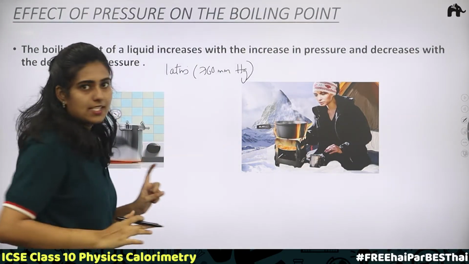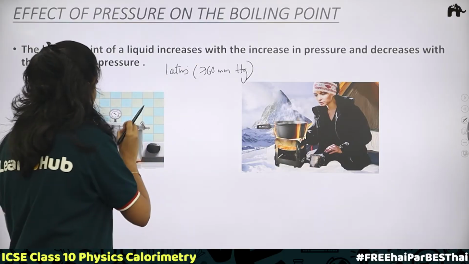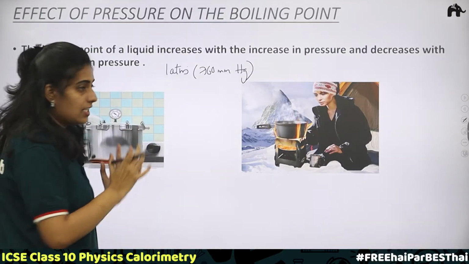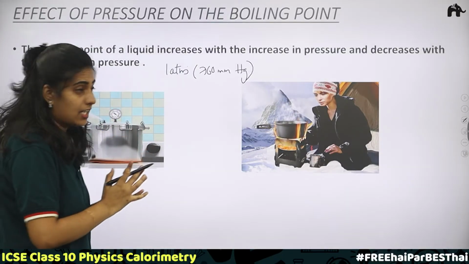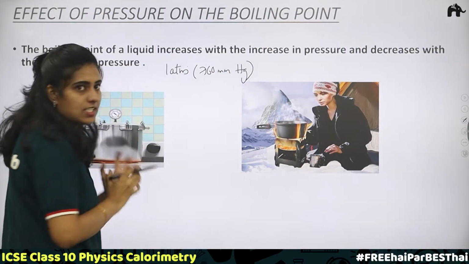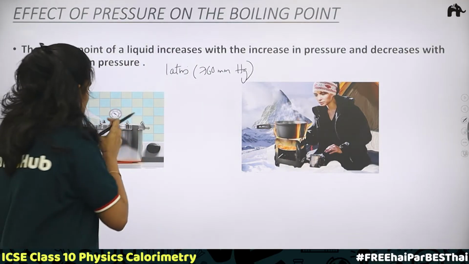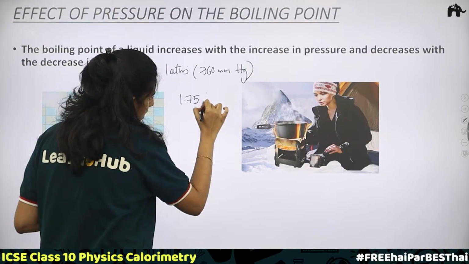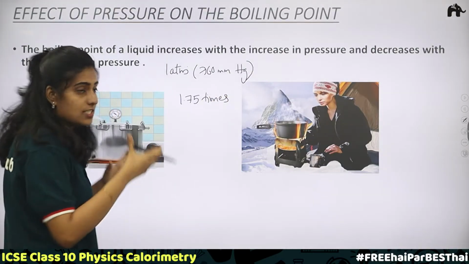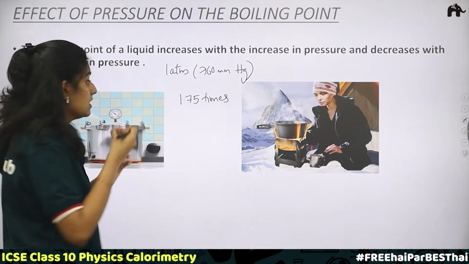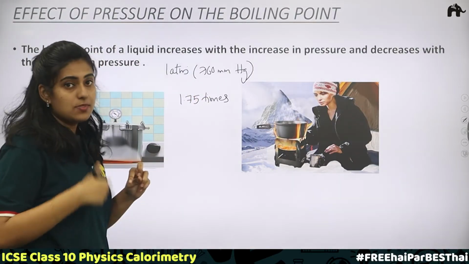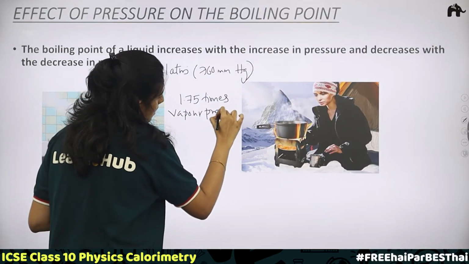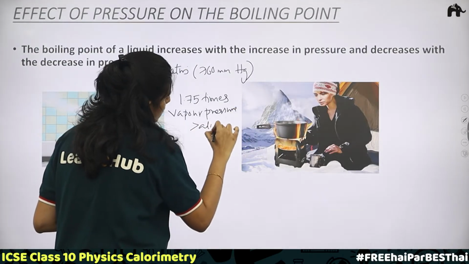Here, you will be taking two cases. The first case is in the case of a pressure cooker. In a pressure cooker, we can see that the vapors are not allowed out. Okay, that is, the vapors are staying inside. Due to this reason, the pressure is increasing inside the pressure cooker. The molecules are experiencing more pressure, about 1.75 times the atmospheric pressure. Here the vapor pressure is more than the atmospheric pressure.